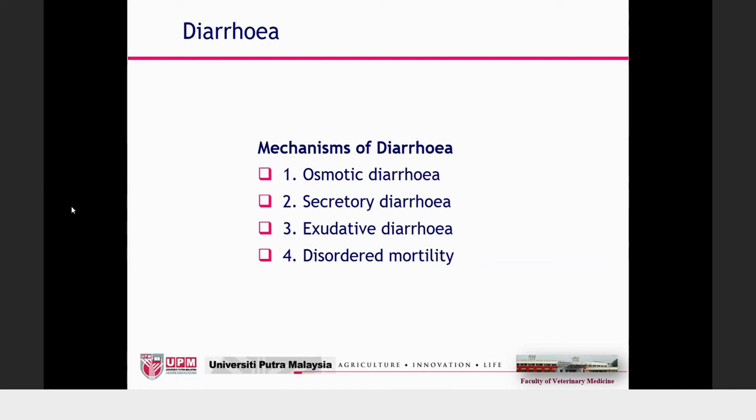Why do we classify this? Partly because it is easier for us to understand the mechanism. But in real sense, the mechanism or the type of diarrhea might involve more than one in the animal. Same thing also in terms of enteritis. Although we classify the lesion into 5, yet in conditions of enteritis in animals, many times they also have more than one type of enteritis.